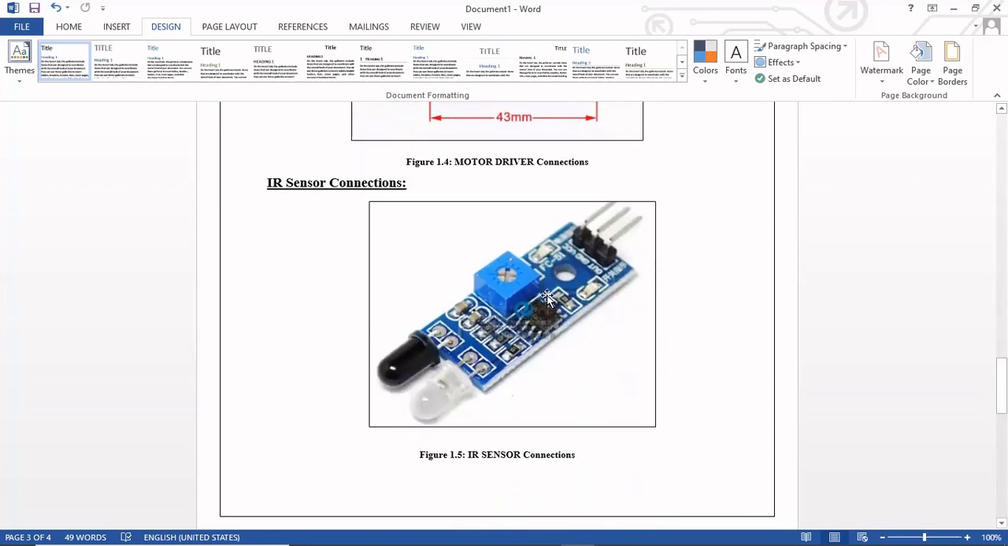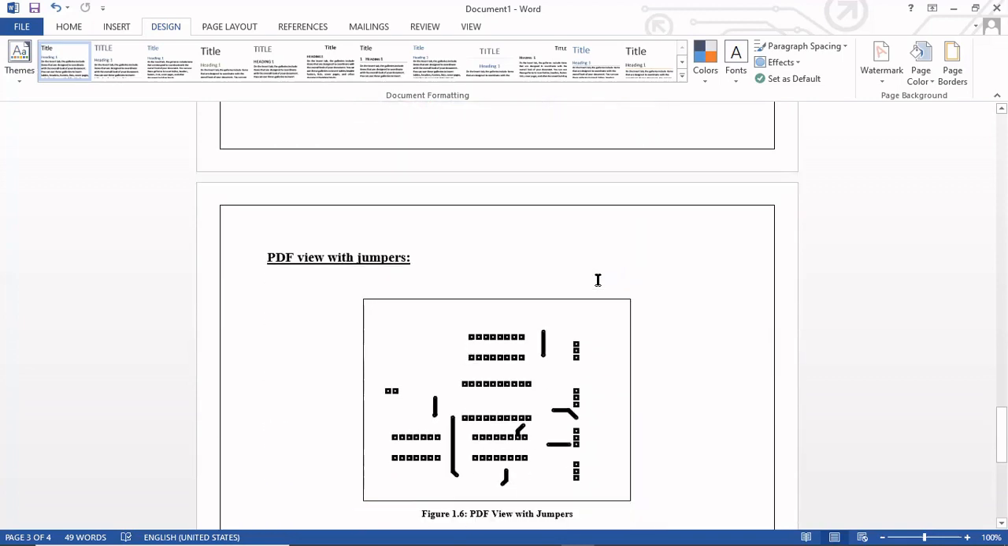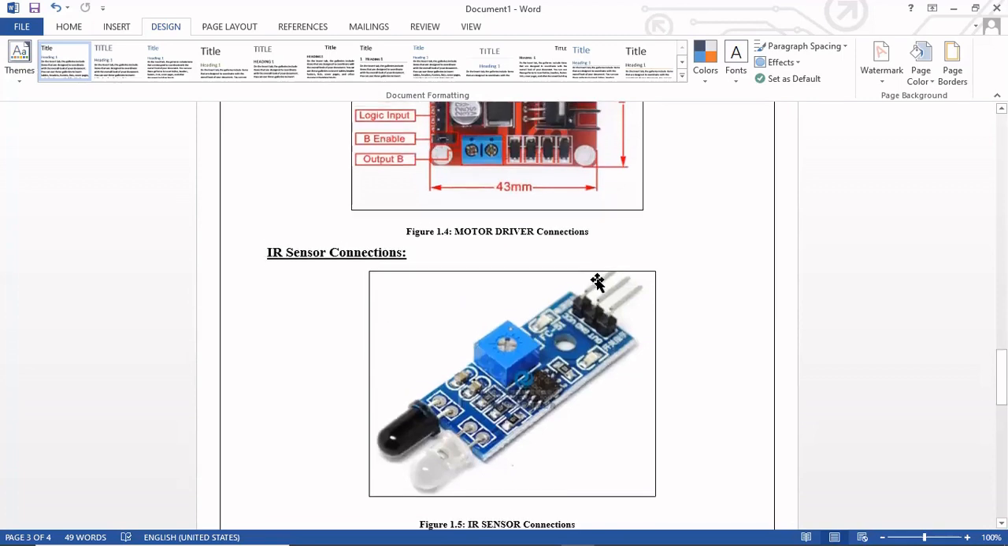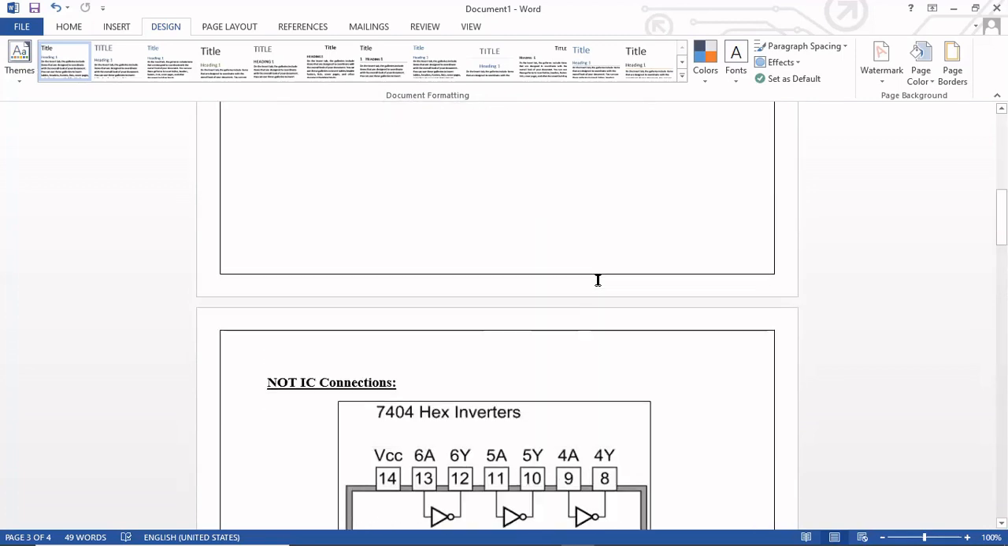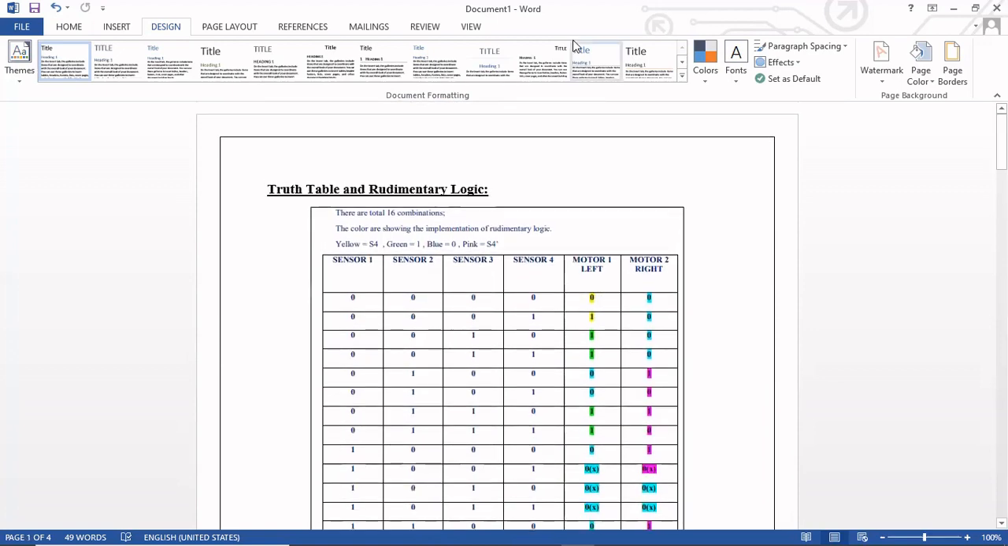Then we are using an IR sensor. Its connections are, as we can see, the rightmost is the VCC, the middle one is the ground pin, and the leftmost one is the output pin. So these are the connections of the components that we are using in our project. Now let's come to the schematic.